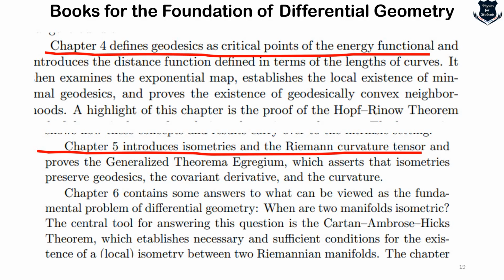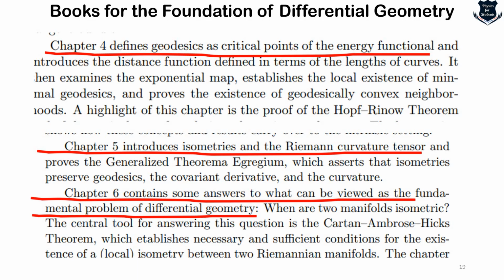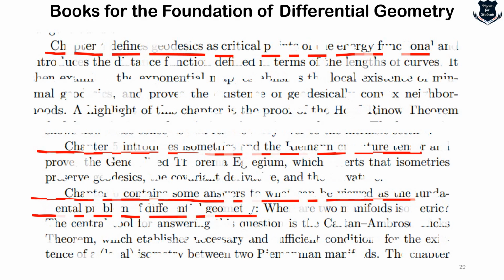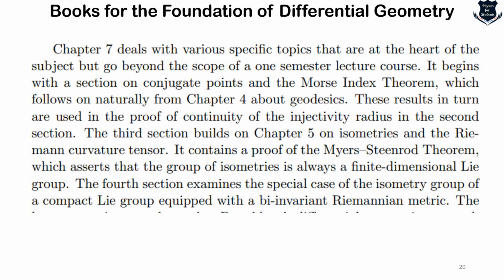Chapter 6 contains some more answers, which can be viewed as when are two manifolds isometric, etc. So chapter by chapter, right at the beginning, the two authors make it very clear. And then the final chapter, chapter 7, deals with various topics that are at the heart of the subject. So it will actually go back to the Morse index theorem, which follows from chapter 4. And then the third section will build on chapter 5. So it will give you a kind of a brush up, a summary, or a little bit more emphasis on these areas which are covered earlier.